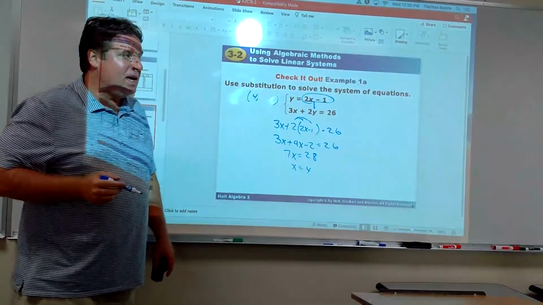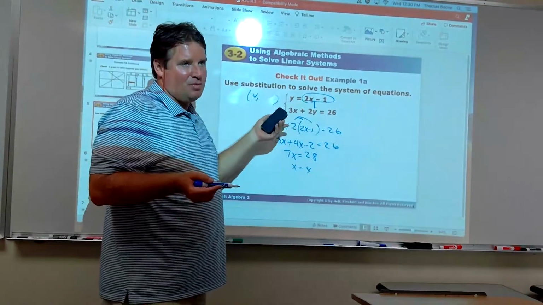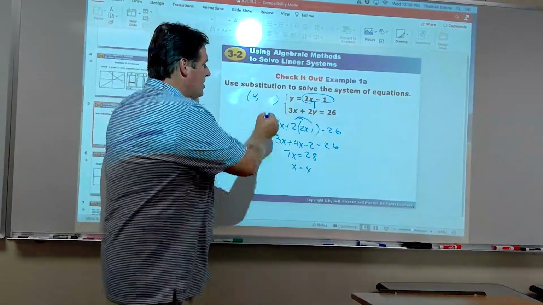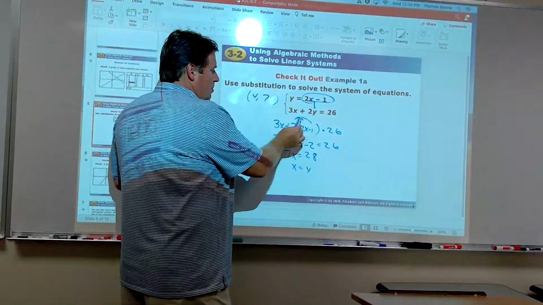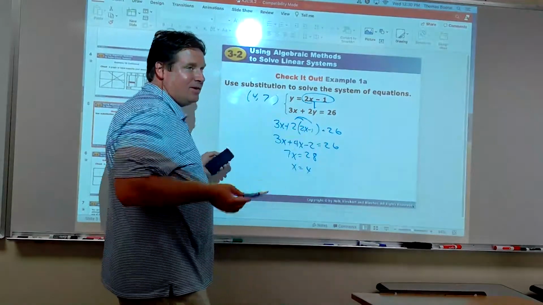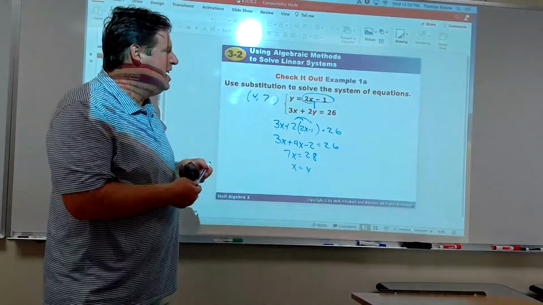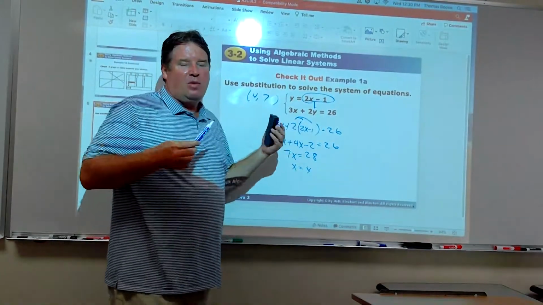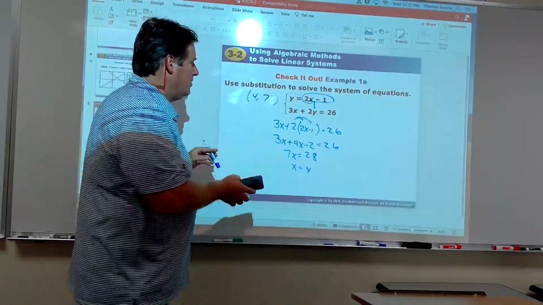Now once we have that, we can put it back into either one of the two equations. Well, it looks like the top one's pretty much solved for y, so let's put a 4 in. 2 times 4 is 8, minus 1 is 7. And let's just double check the bottom one. 12 plus 14 is 26, so we know that we are correct. So that's the substitution method. Now, it's not always going to be the case where it's solved for one variable or the other, but you can always solve it for whichever variable you want to.